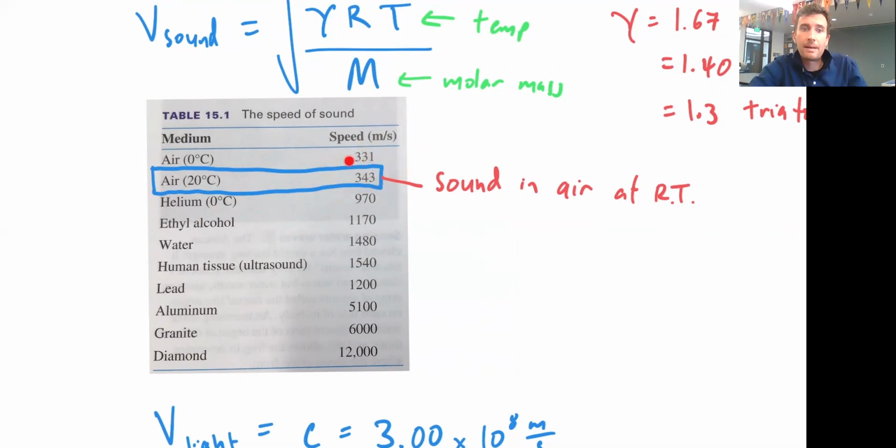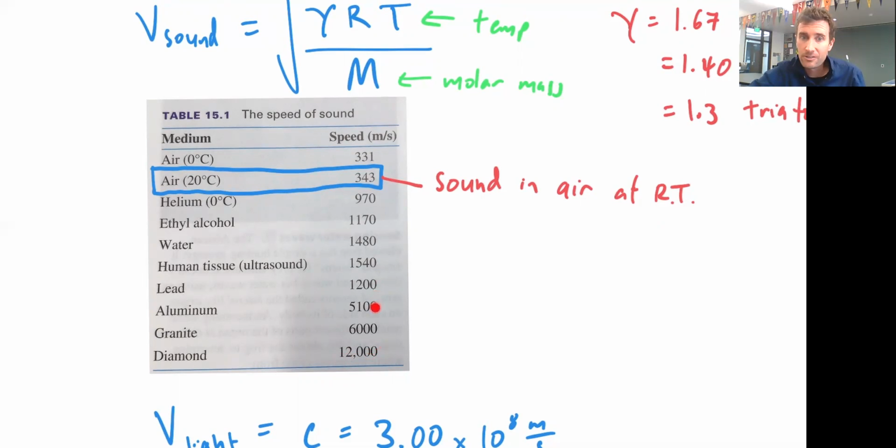You can also look at other materials. You'll notice that the more rigid the material is, the faster the speed of sound is. So diamond is super hard, super rigid, and so it has a very, very fast speed of sound. Sound would move through diamond at 12,000 meters per second. That's really fast.